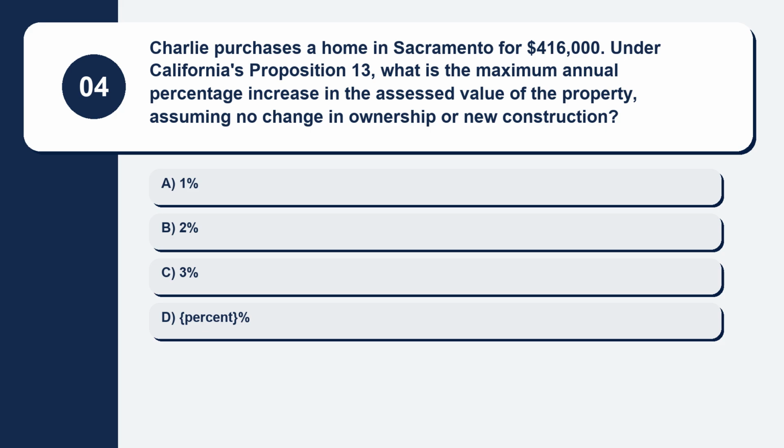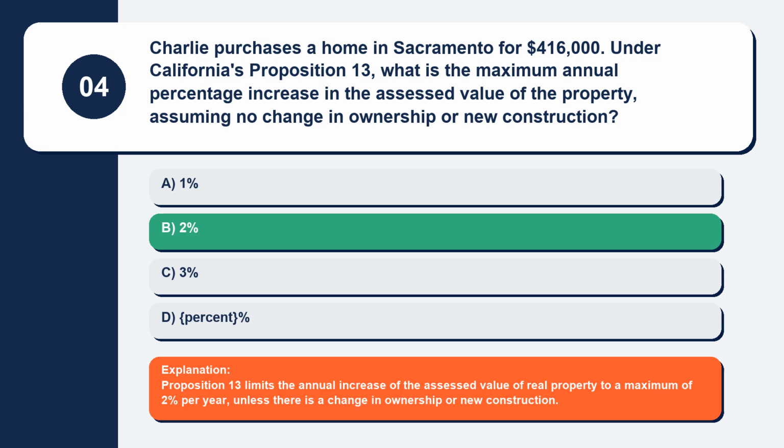Question 4. Charlie purchases a home in Sacramento for $416,000. Under California's Proposition 13, what is the maximum annual percentage increase in the assessed value of the property, assuming no change in ownership or new construction? Here are your options. Option A, 1%. Option B, 2%. Option C, 3%. Option D, 4%. The correct answer is option B, 2%.